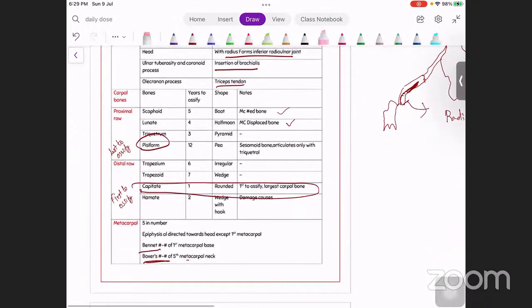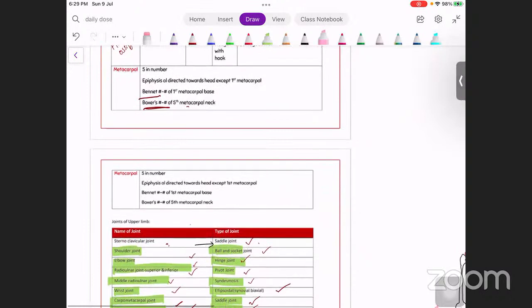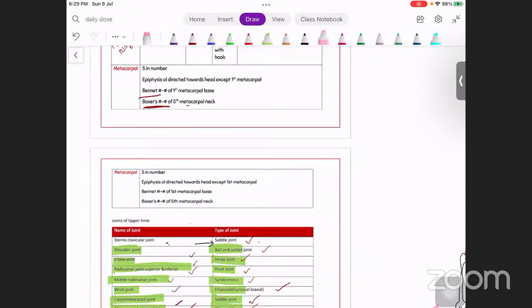Scaphoid is the most commonly fractured carpal bone. Lunate is the most commonly dislocated carpal bone. First to ossify is the capitate. Last to ossify is the pisiform. Metacarpals are 5 in number. First metacarpal base fracture could result in Bennett fracture. Fifth metacarpal neck fracture could result in Boxer's fracture.